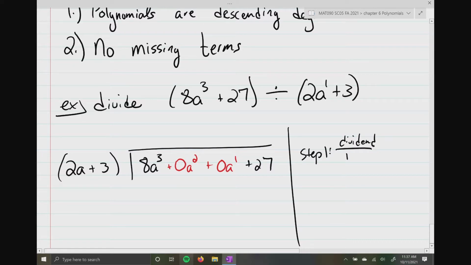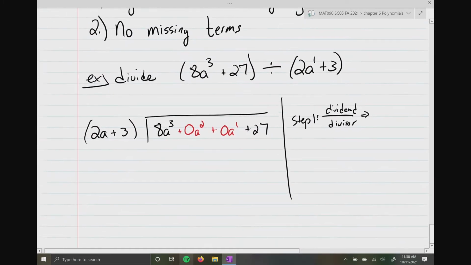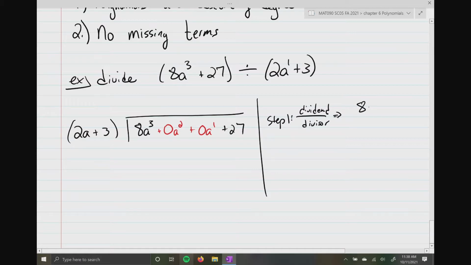And the reason why we have to fill that in stems directly from step one. Because we know, in step one, we have to take our dividend, which is 8a to the third, and divide by 2a, which is our first term in the divisor. And that gives me 4a to the second power. Notice that first step, you already introduce a to the second. So if you didn't write 0a to the second in, where would you put it? Does that make sense? So it's all about keeping everything nice and organized.